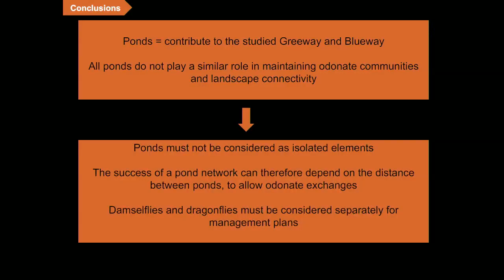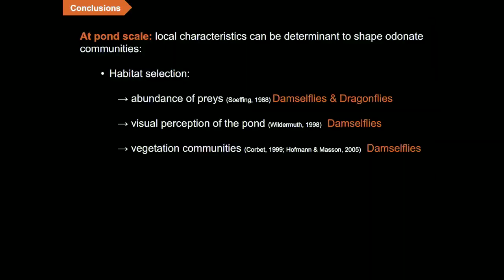So, for management, ponds must not be considered as isolated elements, and the success of a pond network can therefore depend on the distance between your ponds. Dragonfly and damselfly must not be considered in the same way when you want to manage odonates. Finally, at pond scale, local characteristics can be determinant to shape odonate communities.